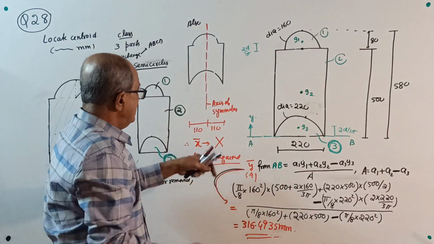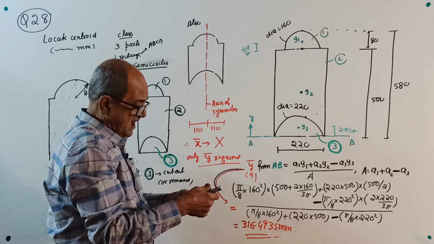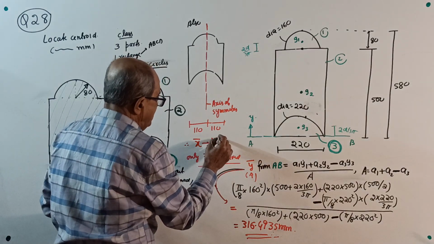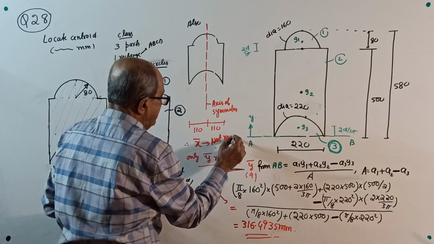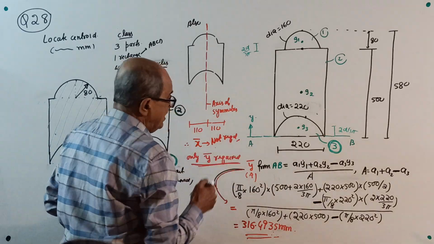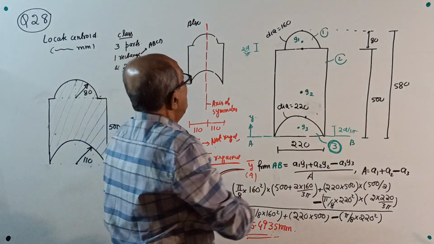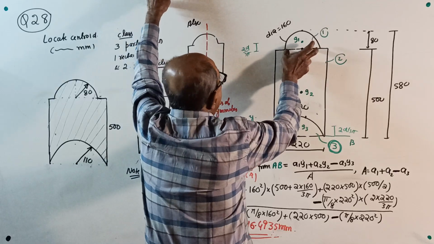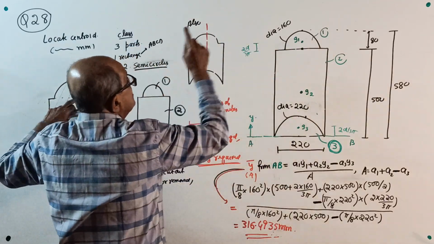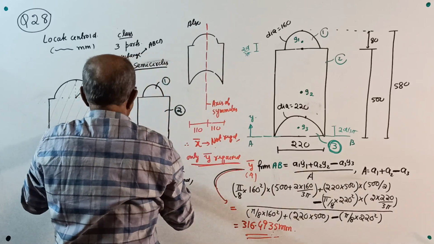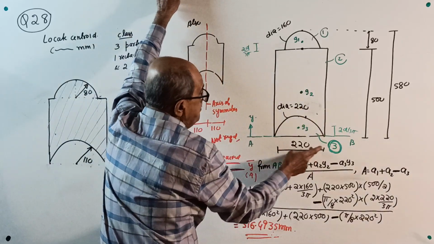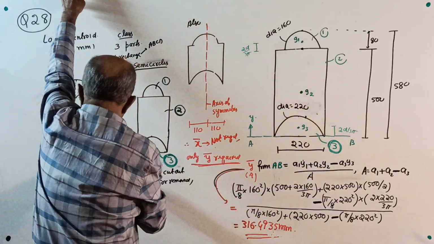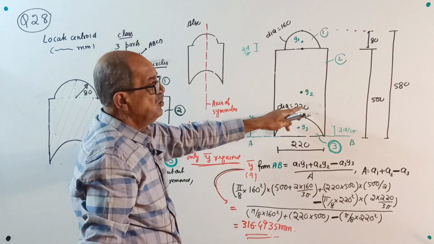So x bar is not required. If I put it this way, x bar is not required. Only y bar is required. Okay, start. Draw a neat sketch. This semicircle has radius 80, so diameter 160. This rectangle has base 220 and height 500. This semicircle has radius 110, so diameter 220.